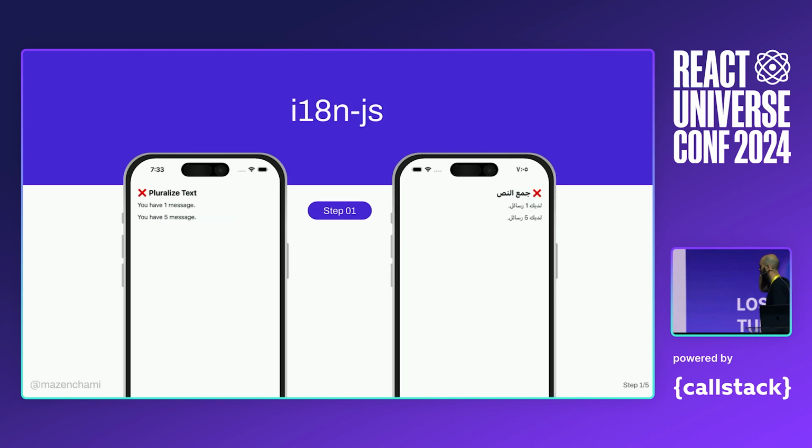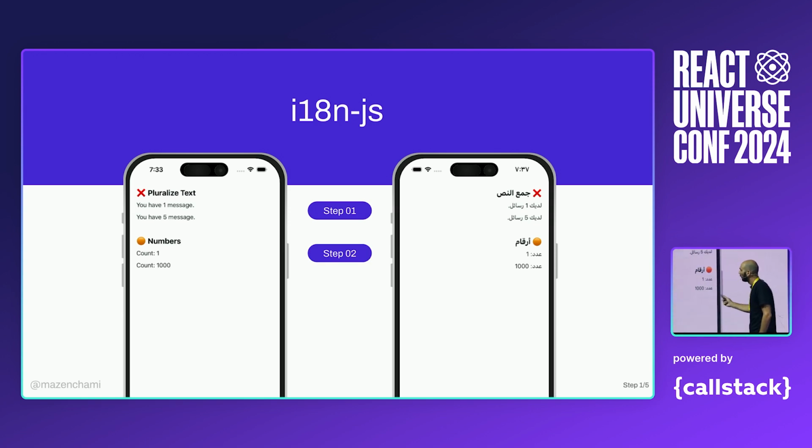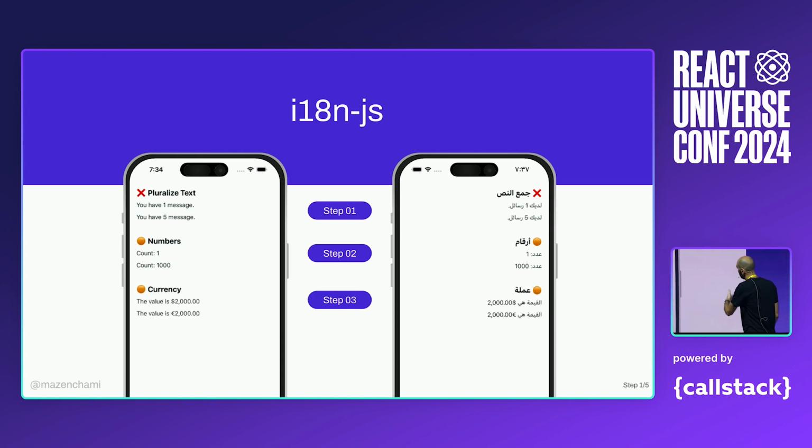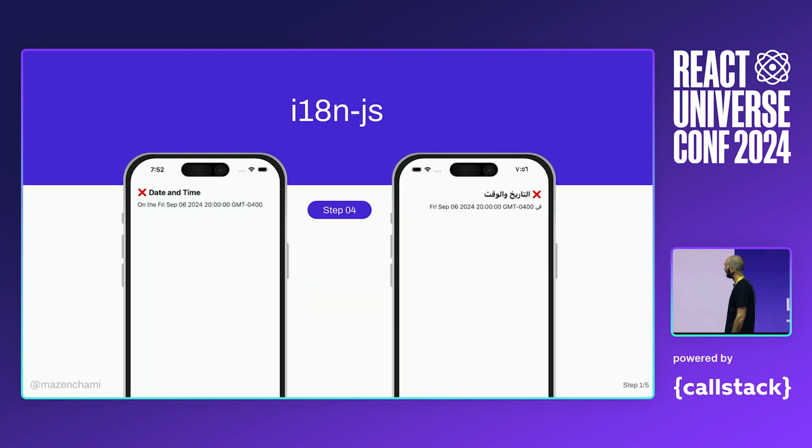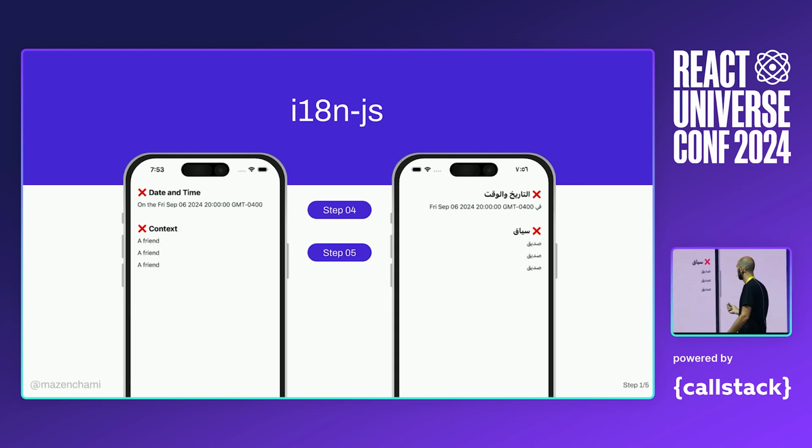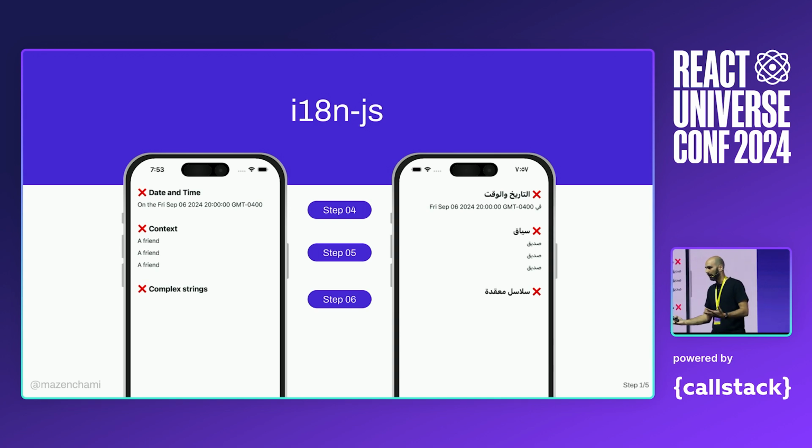So let's move on to i18n-js. Starts off not too strong. So we don't have pluralizing of our text. We handle numbers kind of well, but we're not putting the comma where it's supposed to be. We said acceptable for Arabic, so we're going to give that an orange. Currency, similar scenario. Date time, nope, not at all. And then context, you'll notice it's the same context across. And complex strings aren't a thing within this package.